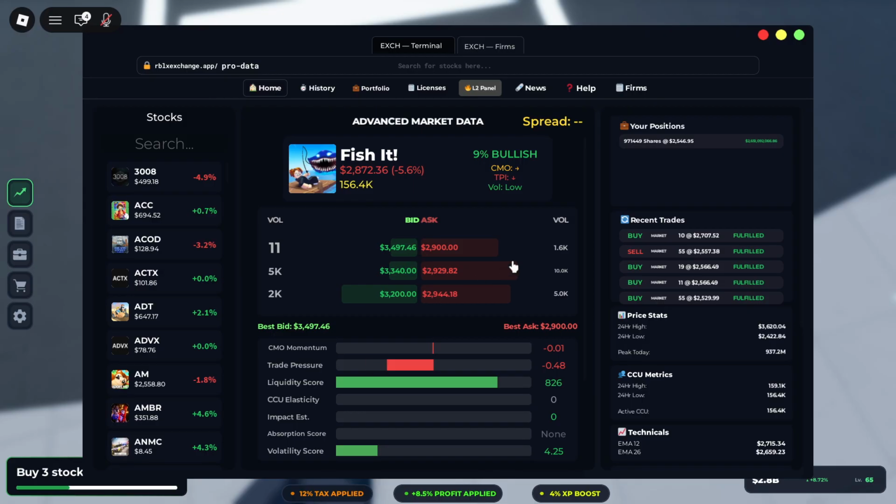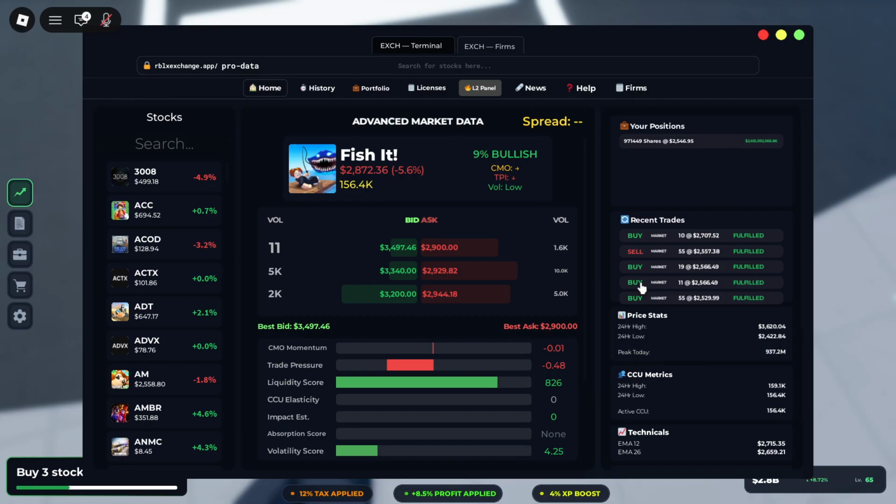I'll go into the right side really quickly. On the right side here, you will have your positions. It will tell you how much you have inside of that stock and your value. It's not really readable, but in time it will increase in size. It will tell you the recent trades that other persons have made. So this is actually a really good thing.